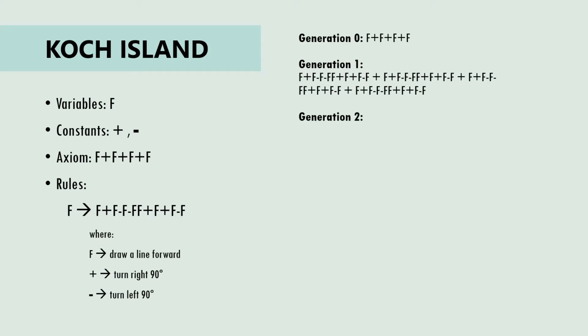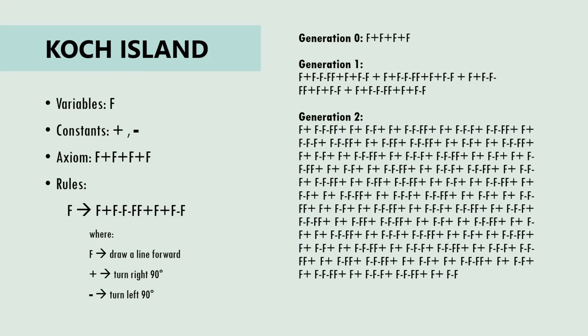For our second generation, just like what we did previously, we replace all the F's with our replacement rule, but this time, the F's that we will be replacing are those written in the first generation. We will now have this long string. We can continue generating more generations, but as you can see, the resulting string gets significantly longer in each generation.